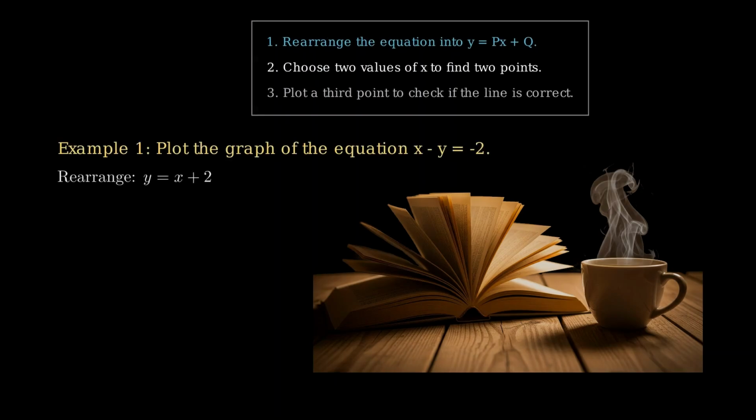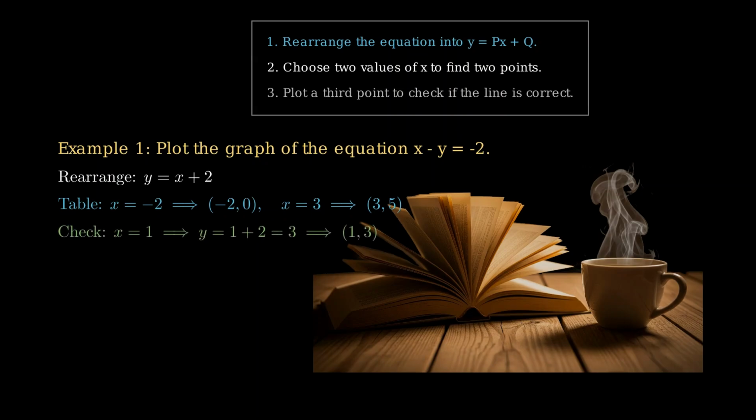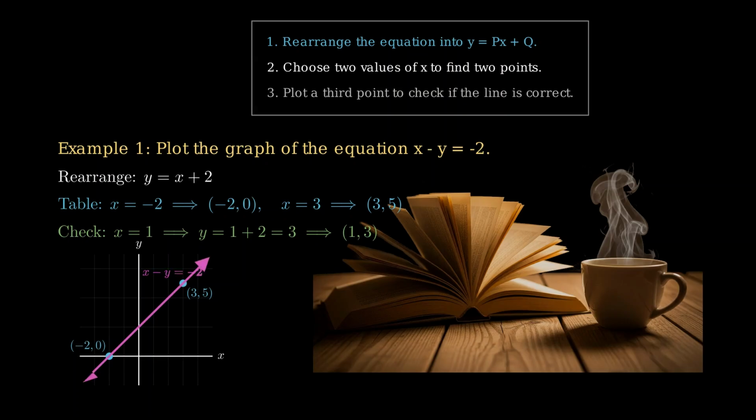Let's solve example 1. Plot and label the graph of the equation x minus y equals -2. First, we rearrange this equation to get y equals x plus 2. Let's choose 2 values of x. When x is -2, y is 0, giving the point -2, 0. When x is 3, y is 5, giving the point 3, 5. Let's plot these and draw a straight line. To check, let's use a third point where x equals 1. This gives y equals 3. Since the point 1, 3 lies perfectly on our line, our graph is completely correct.